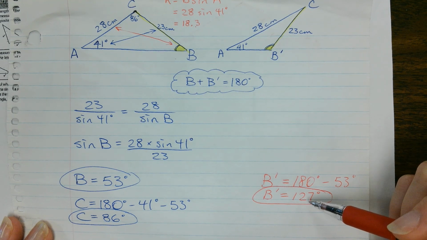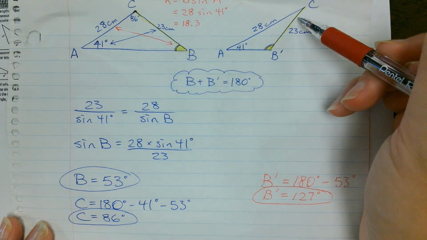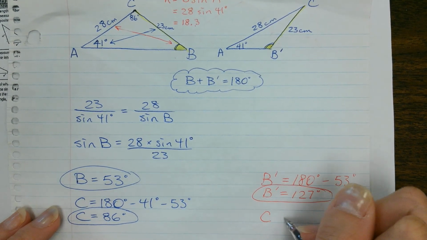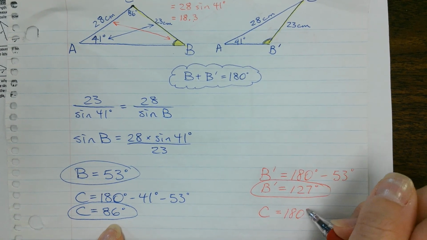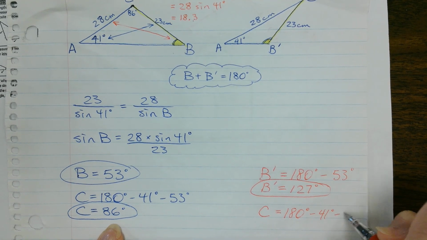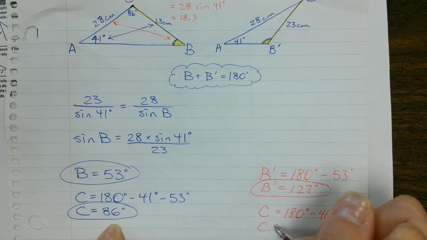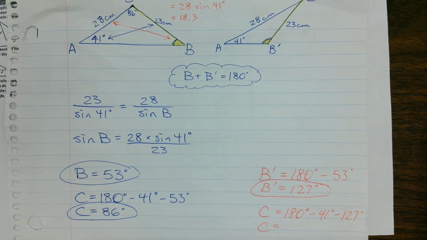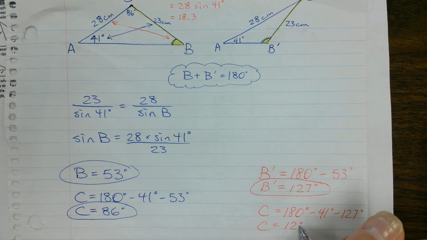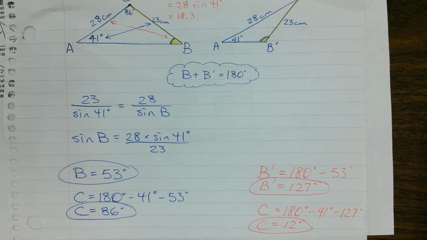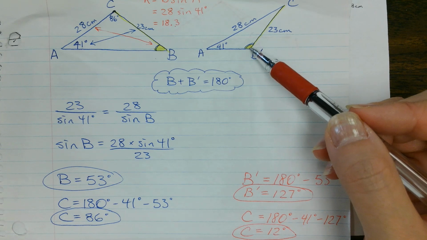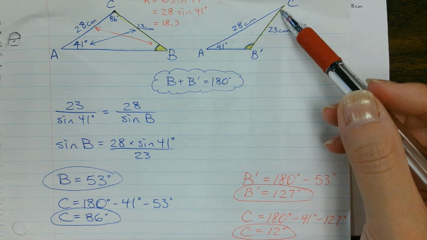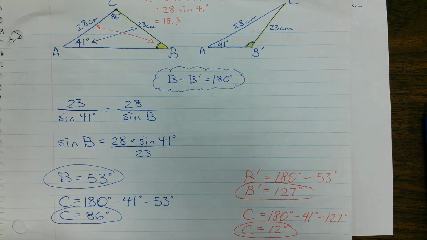And then since this is 127 and this is 41, what is angle C in this case? Angle C would be 180 minus 41 minus 127, which is 12 degrees. Okay, and it makes sense. If you look at your diagram, this is a very big obtuse angle, and this is a very small acute angle.